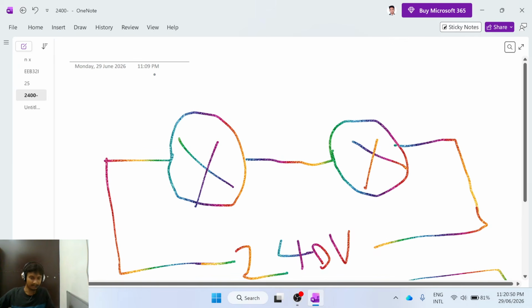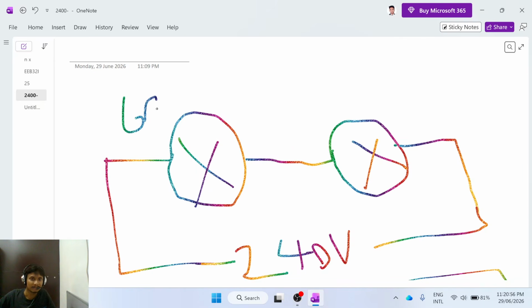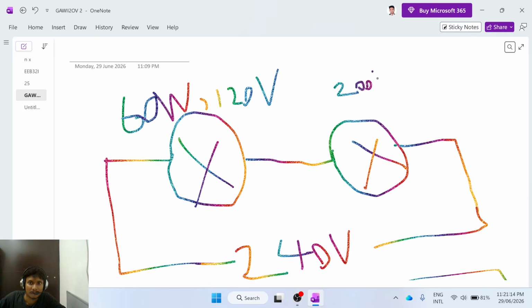What is the description of the first bulb? This is the first bulb, and this is the second bulb. The first is 60 watt, 120 volt. What is the meaning? If we give 120 volt across this bulb, we will get 60 watt output. The second bulb is 200 watt, 120 volt, which means if we want to get 200 watt output power, we must give the rated voltage across this second bulb.